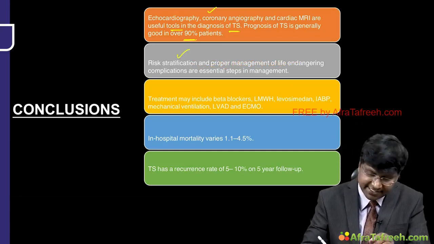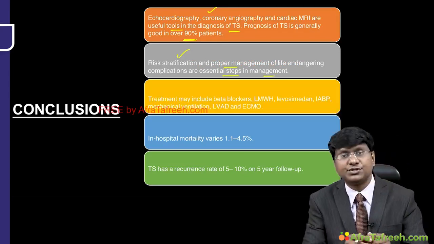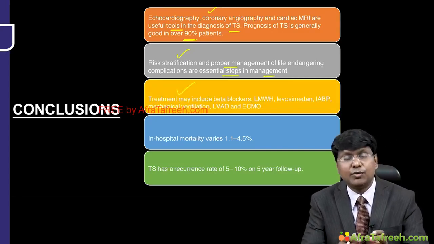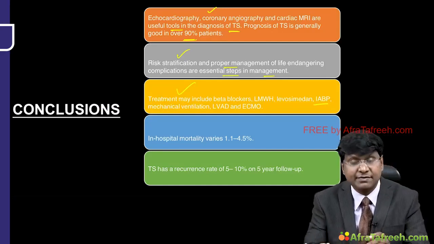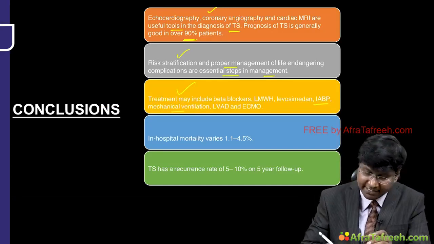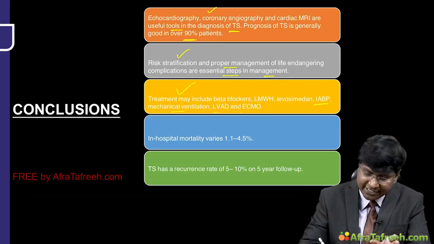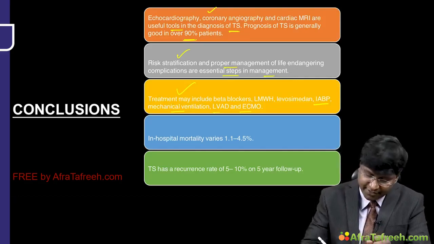Next, risk stratification and proper management of life-endangering complications are essential steps in the management of patients with Takotsubo cardiomyopathy. Treatment may include beta blockers, low molecular weight heparin, levosimendan for cardiogenic shock, IABP for severe forms of cardiogenic shock, mechanical ventilation for respiratory failure, LVAD and ECMO, which are the mechanical pumps to improve the blood pressure of the individual.